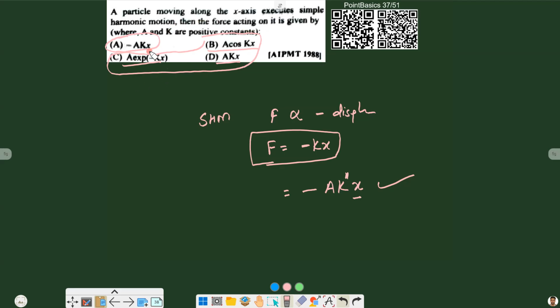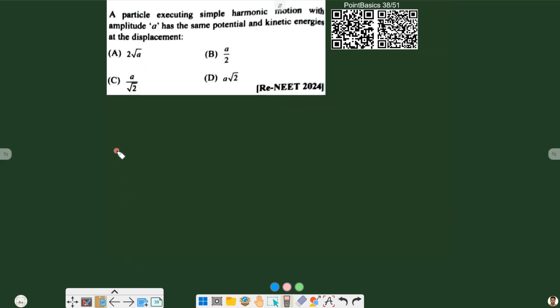Here x is denoting the displacement. Moving to next question. A particle executes simple harmonic motion with amplitude A. We have to find out the value of displacement where kinetic and potential energies are equal.